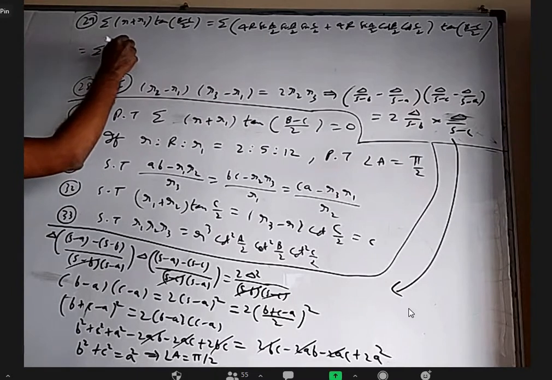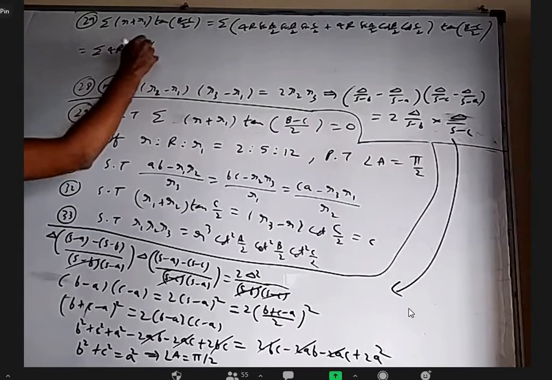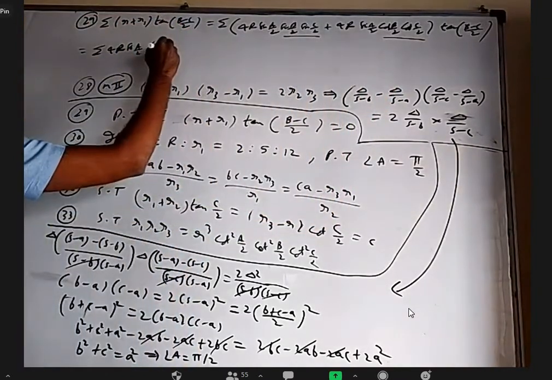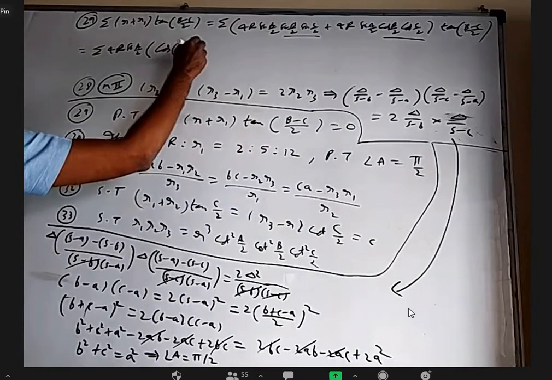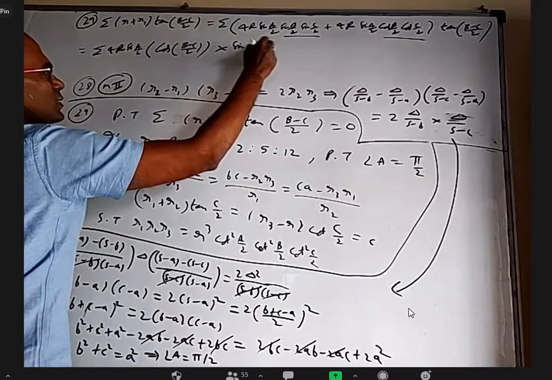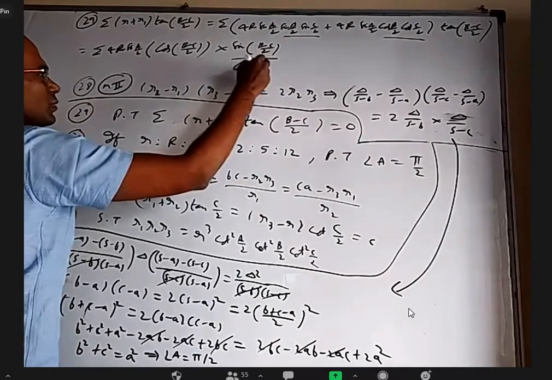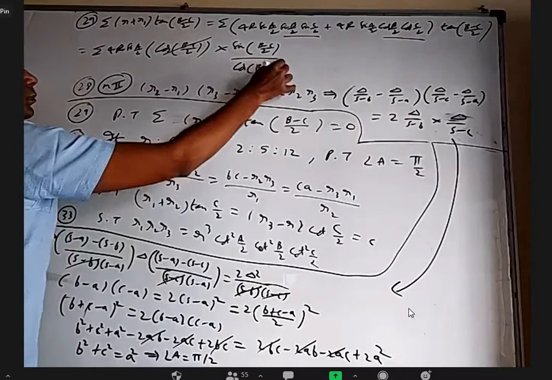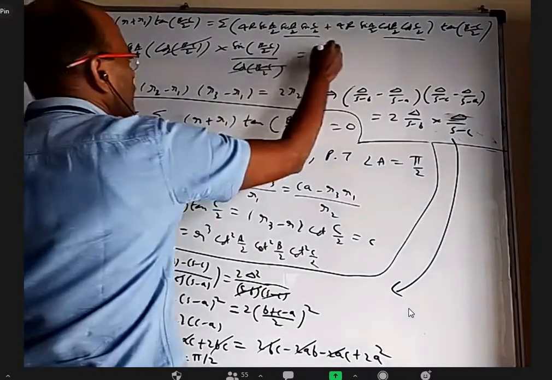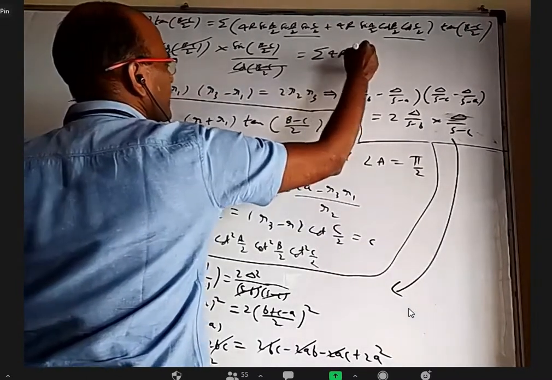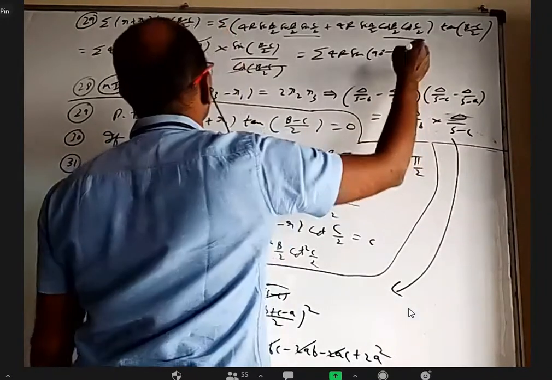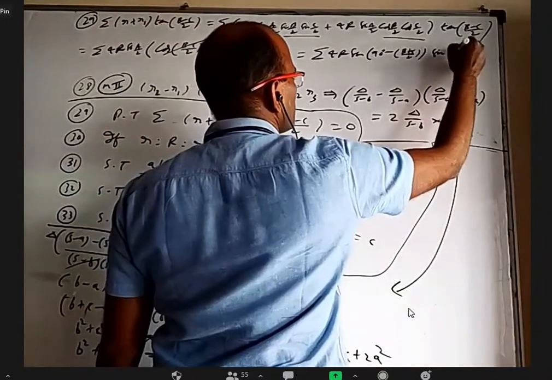If I take 4R sin A by 2 common, I will be left with sin B by 2, sin C by 2 here, cos B by 2, cos C by 2 here. Directly I will write it as cos B minus C by 2. And tan B minus C by 2 can be written as sin B minus C by 2 by cos B minus C by 2. Now sigma 4 capital R sin A by 2, I can write as 90 minus B plus C by 2, into sin B minus C by 2.